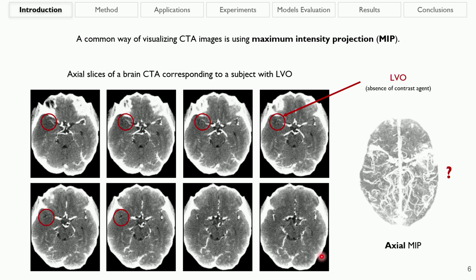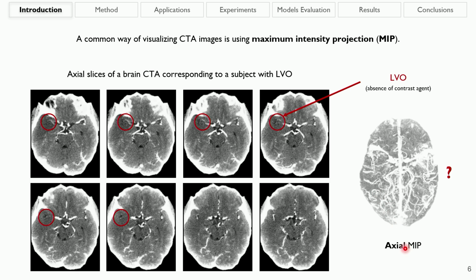A common way of visualizing CTA images is using maximum intensity projection, MIP. The MIP technique operates by projecting the maximum intensity value along a given direction within a volume onto a 2D image plane. This process effectively compresses the 3D data into a 2D image, providing an overview of the highest intensity structures present within the volume along the specific viewing direction. In the context of CTA, MIP is particularly useful for highlighting the contrast-enhanced blood vessels, allowing clinicians to visualize the projected vascular anatomy and to identify potential abnormalities.